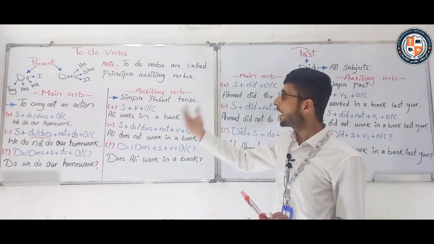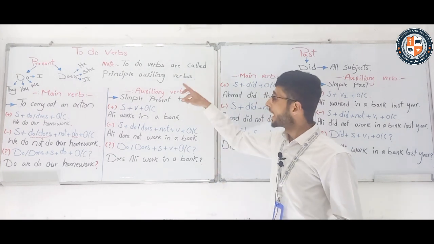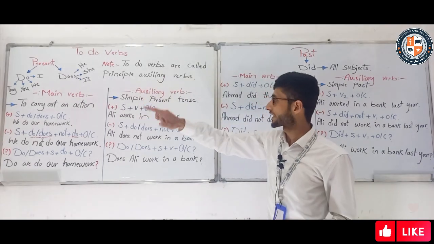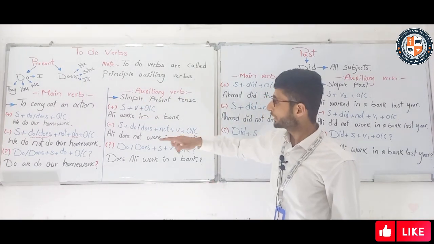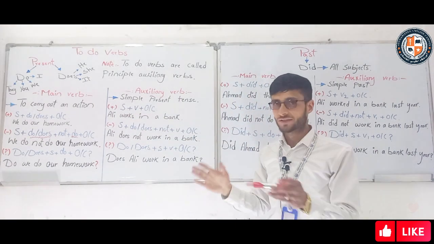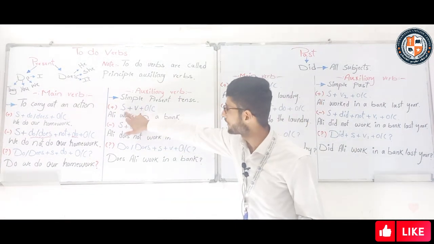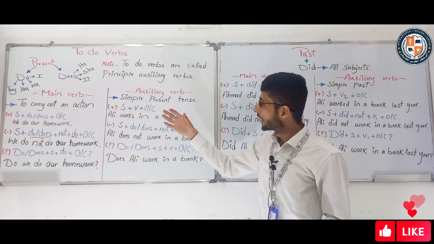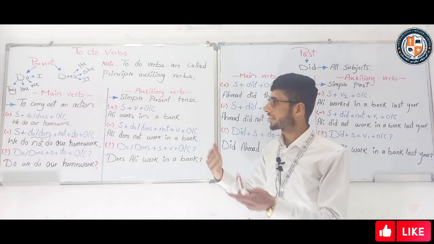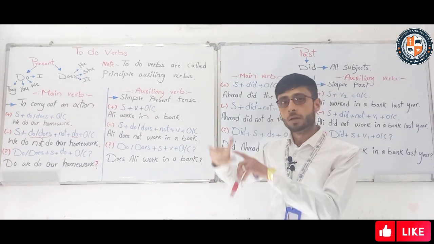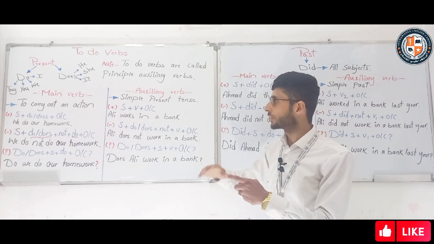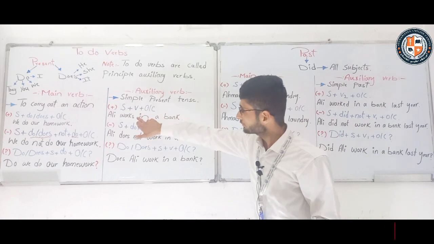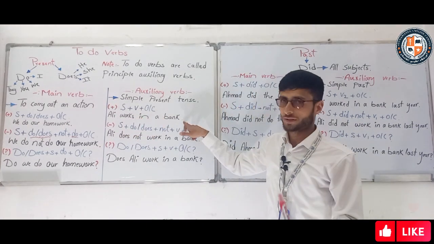But in here, how can we use them as an auxiliary verb? As an auxiliary verb, to-do verbs are mostly used for simple present tense. For simple present tense, in positive form, there is not any to-do verb. For example, subject plus verb, object or complement. Ali works in a bank. If you don't know how we can make sentences for simple present tense, you can go to some videos we have made. You can go to them and you can understand about simple present tense. And here, Ali works in a bank, it's simple present tense.